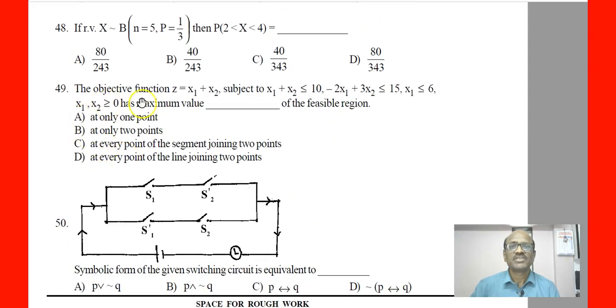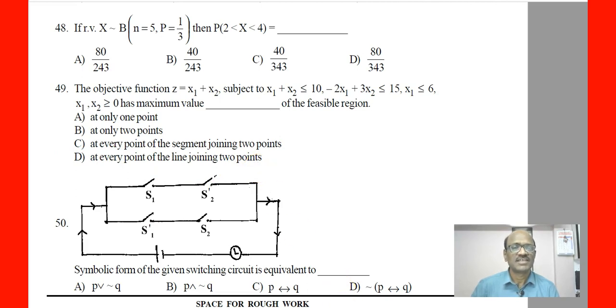Next, if the objective function z is equal to x1 plus x2 subject to x1 plus x2 less than or equal to 10, minus 2x1 plus 3x2 less than or equal to 15, x1 less than or equal to 6, x1 and x2 greater than or equal to 0, has maximum value at: only one point, only 2 points, every point of the segment joining the 2 points, or every point of the line joining the 2 points.